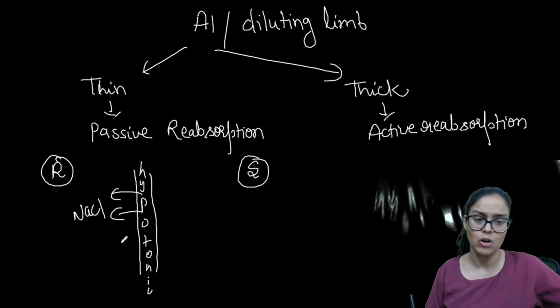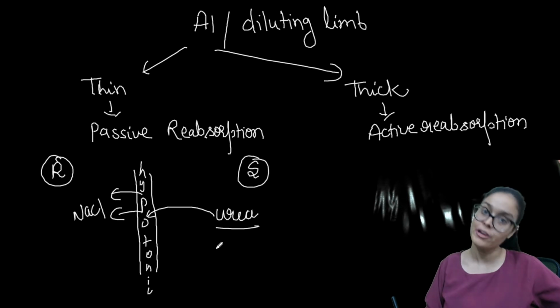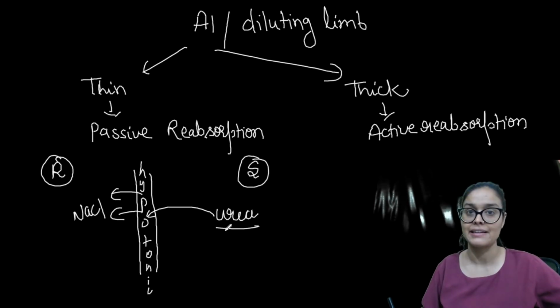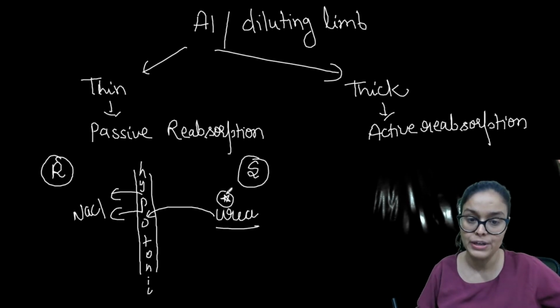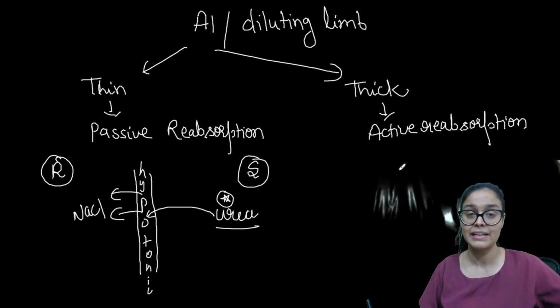So NaCl comes out passively, we know it very well, and a little amount of urea is secreted in it. Why? We will be seeing it in the counter current mechanism. A little amount of urea is secreted in the thin limb of ascending limb, right? Thin limb of the loop of Henle, that you have to remember.